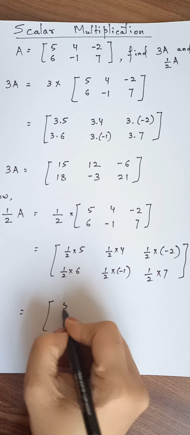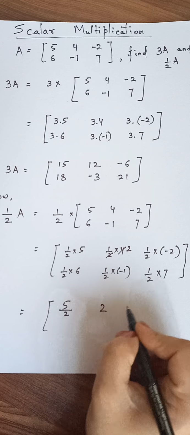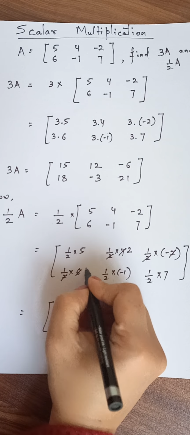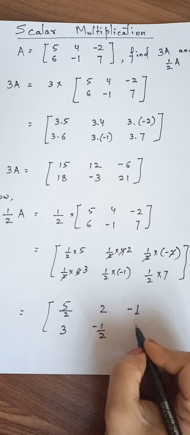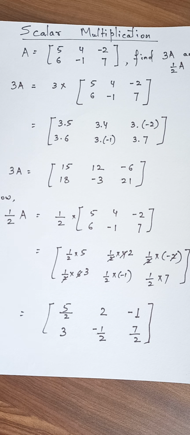Now you get values like 5 by 2, and here you can see that it can be cancelled out, so 2 will be there. Here 2 also gets cancelled out, so minus 1 will be there. Here we can cancel it and 3 will be there. And here minus 1 by 2 and 7 by 2. So the result in front of you is that if we perform scalar multiplication, you have to just multiply each and every element with that scalar number, and then perform the multiplication as you usually do with any number, and you will get the result.